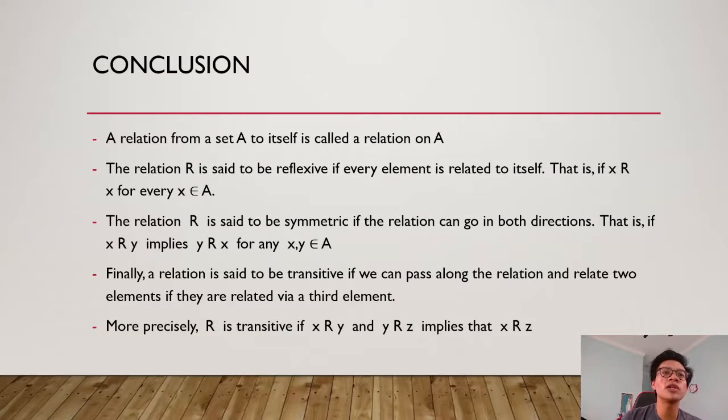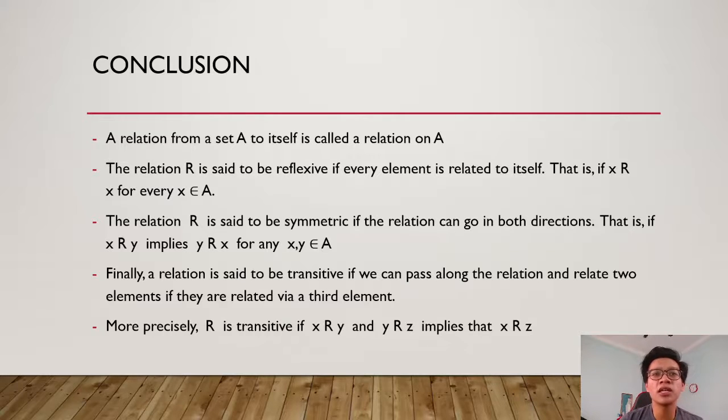So for the conclusion, I have five points here. First, a relation from a set A to itself is called a relation on A. Next, a relation R is said to be reflexive if every element is related to itself, that is, if x R x for every x belonging to A.